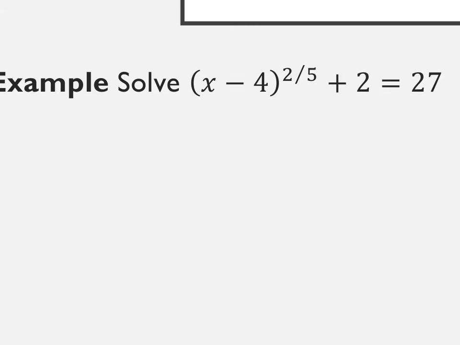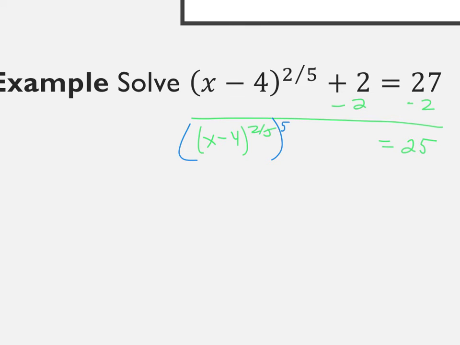Okay, so let's look at another problem. We're going to follow the same steps that we did before. So the first thing we'll do is isolate that exponent as much as we can. And it looks like we can subtract 2 on either side of the equation. So we'll drop the x minus 4 to the 2/5 power, and it will equal 25. Because the exponent is as isolated as we can get it, the next step is to do the reciprocal power of 2/5. In this case, the reciprocal of 2/5 is 5/2. So we will do the 5/2 power on either side of the equal sign.